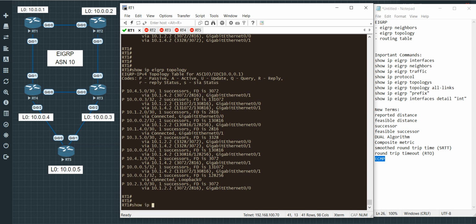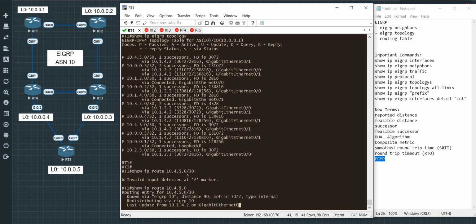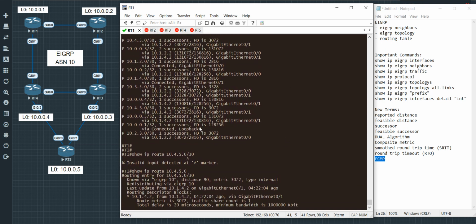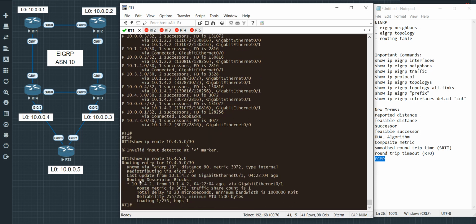So if I do show ip route and I go to this route here, the very first entry in our topology table is a route to 10.4.5.0/30. The exit interface is gigabit 0/1. It's inserted into the routing table and is known via EIGRP 10.